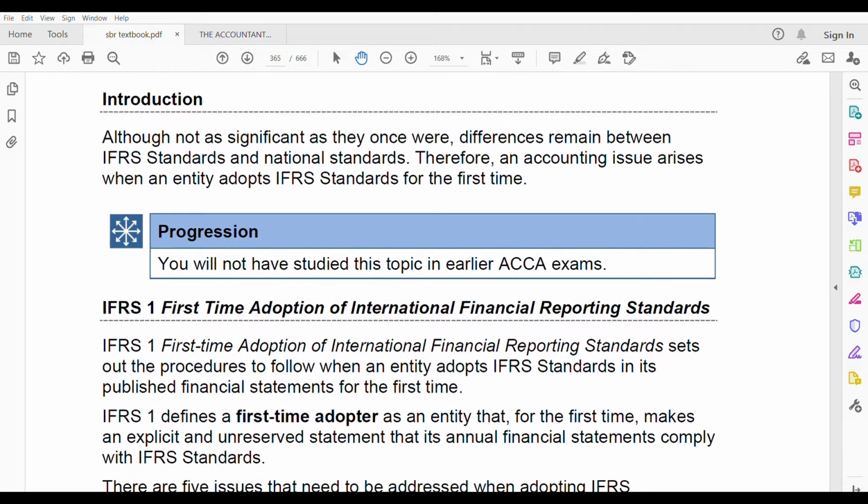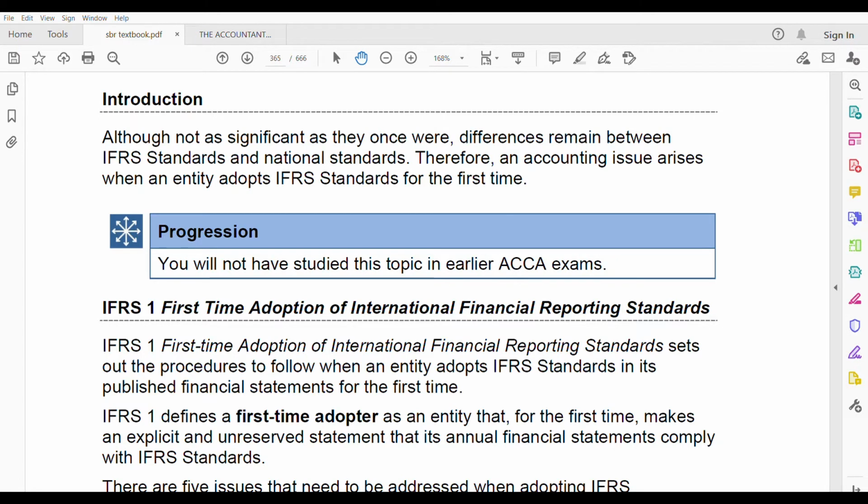Because when they ask a question from the point of view of accounting issues, they might ask IFRS 1. For example, in the exam, you might be given a scenario that a company is following a national standard, and now they're adopting IFRS for the first time. So what needs to be done? How should you present your financial statements? All these questions might be asked in a case study. So for that, you need to know IFRS 1.